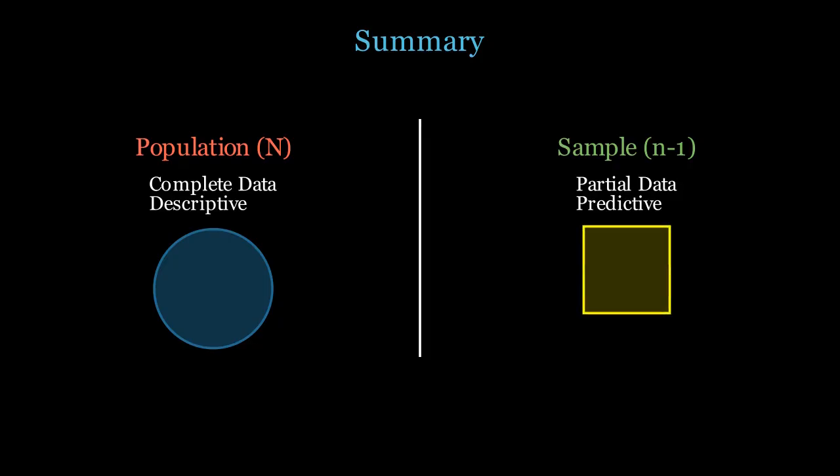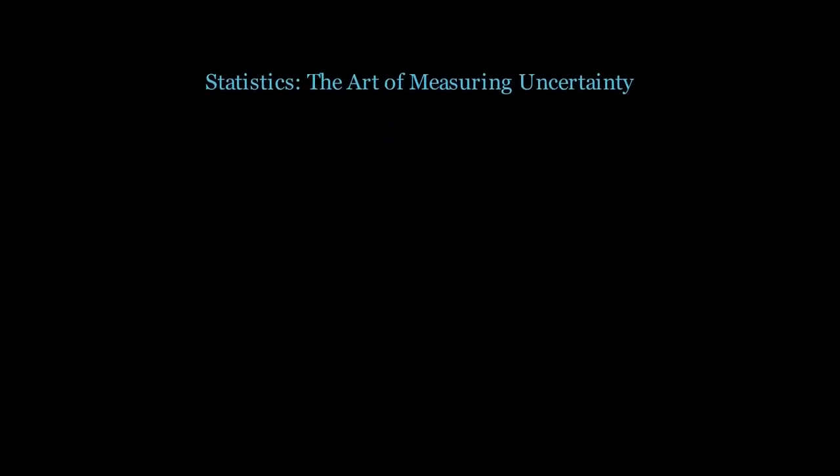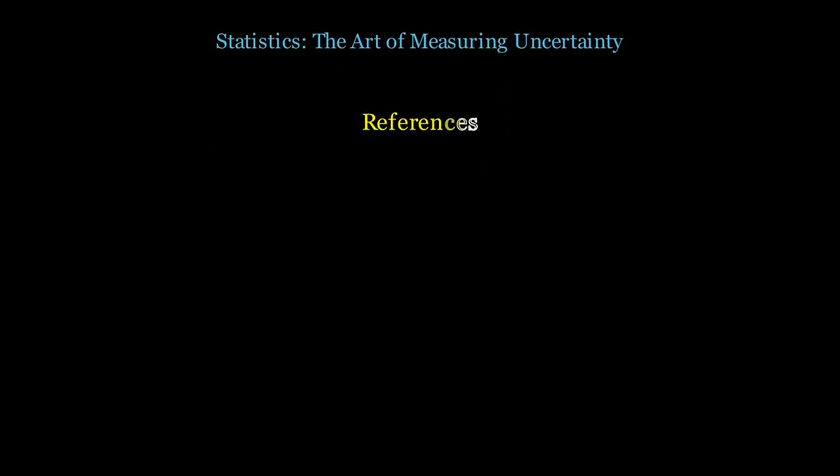To summarize, use n when you have the whole world in your hands. Use n-1 when you are looking at a small window of that world and trying to guess what the rest looks like. It is the difference between describing what you see and predicting what you don't.